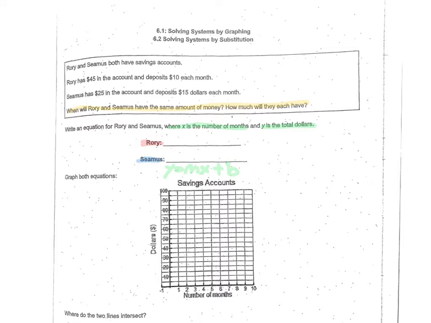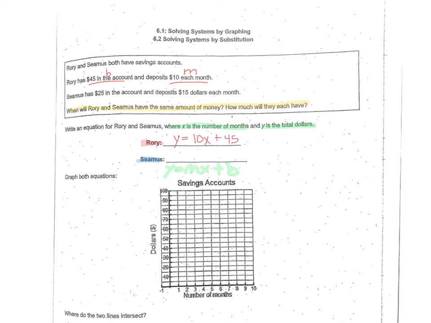And so if we look at Roy, we can see he has $45 in the account and deposits $10 each month. So this is our b, our starting value, our y-intercept, and this is our slope, our rate of change, $10 per month. So we're going to say that Roy is equal to $10 per month, that's the x, and starts with $45.